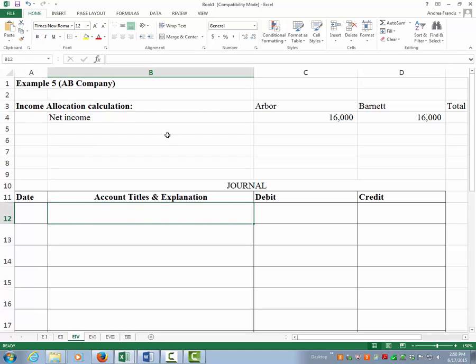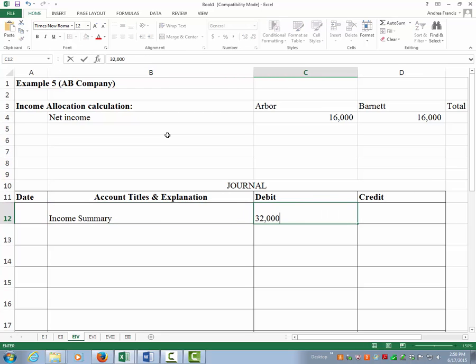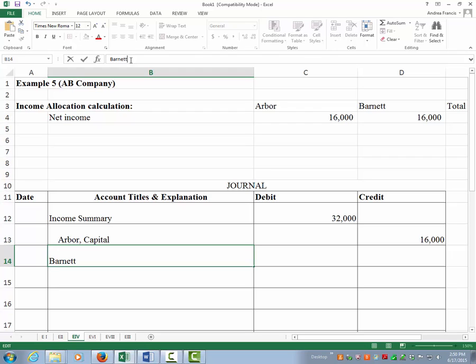Now in the next step, we'll do the journal entries to actually transfer that income to the partners. From our previous video, you know that the account that we will use with this transfer is income summary. The income summary account gets debited with a total amount of 32,000, and then each partner gets allocated his or her share of the amount. So Arbor's capital will increase on the credit side by 16,000, and then Barnett's capital will also increase on the credit side by 16,000. Let me indent my credit so that it can be according to convention, and this is just the transfer of net income to the partners.